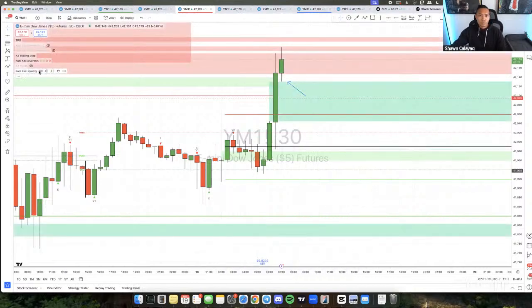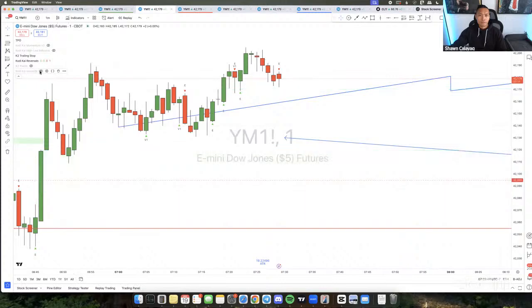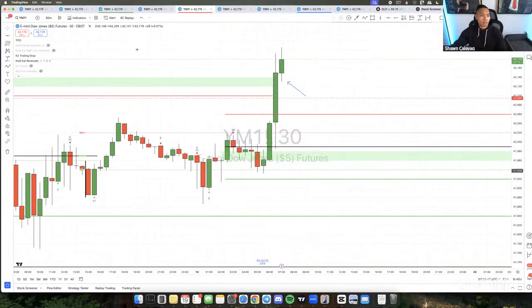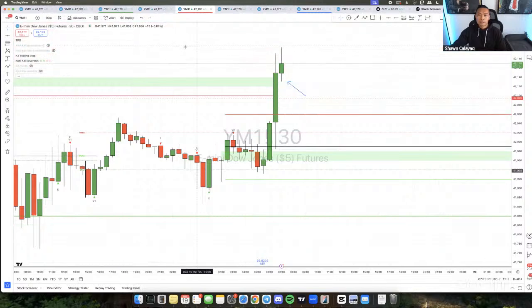Yeah, let's check the liquidity here. So there's some liquidity gaps around this area. 30-minute. This candle has about 10 seconds left on it. Kind of curious to see how the next one closes.